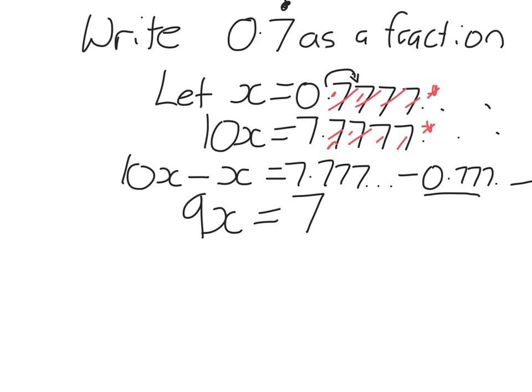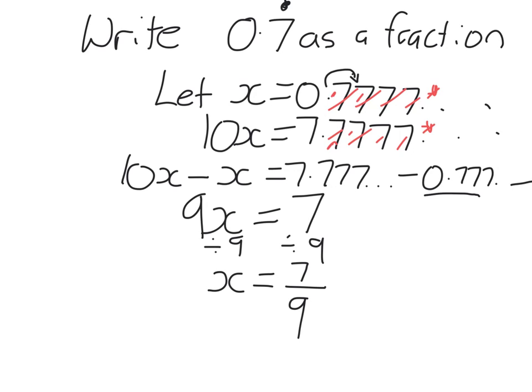So 9x equals 7. If I want to find what x is, this is just an equation. I have 9 times x equals 7. 9 times an unknown number equals 7. So the way I solve this equation is I divide each side by 9. So x is 7 over 9. So 0.7 recurring, I've changed to 7 over 9.